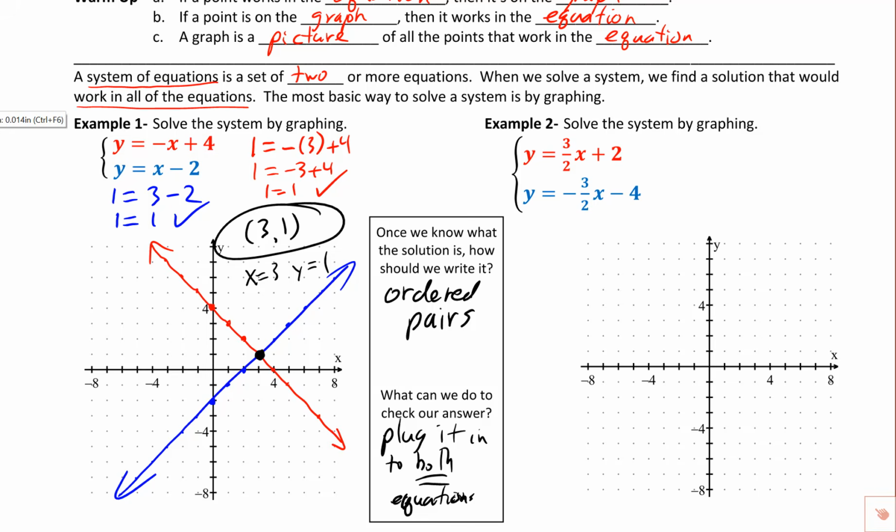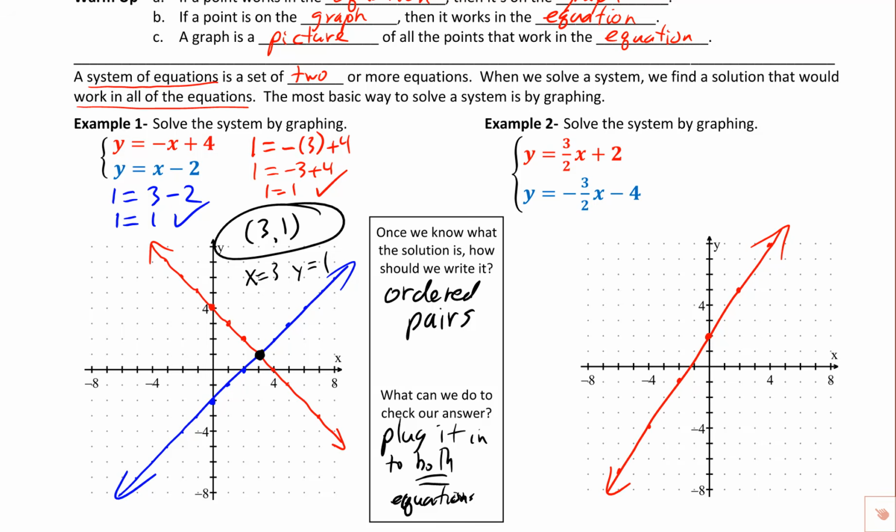Again, I'm going to do this in 2 different colors. This one crosses at 2 on the y-axis. There's our starting point. We're going to rise 3 and run 2. So rise 3, run 2, rise 3, run 2. We're going to go down 3 and back 2, down 3 and back 2. So it's going to look like this. We'll draw as straight a line as we possibly can.